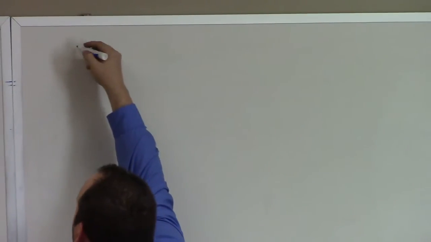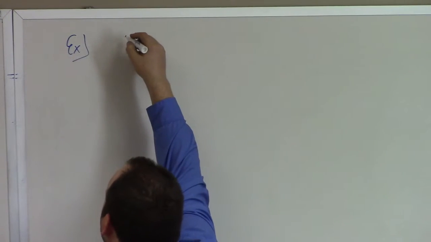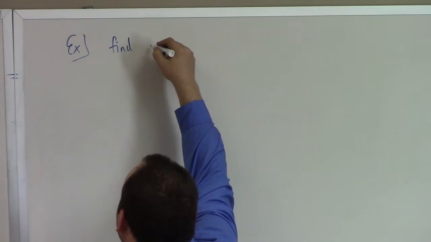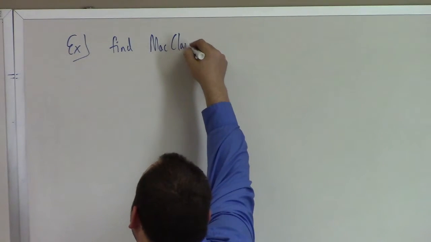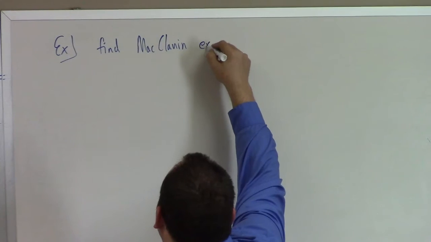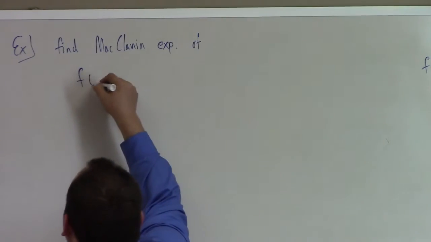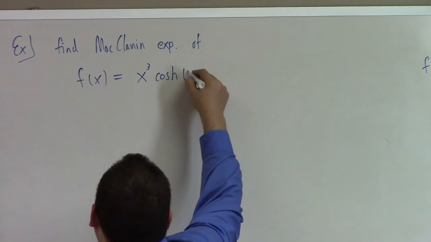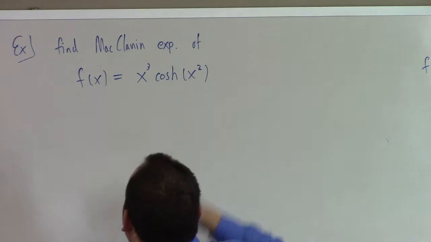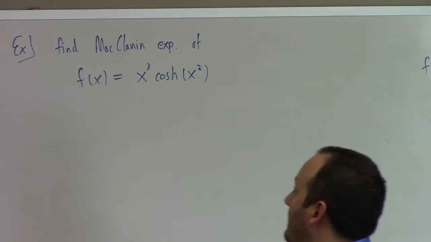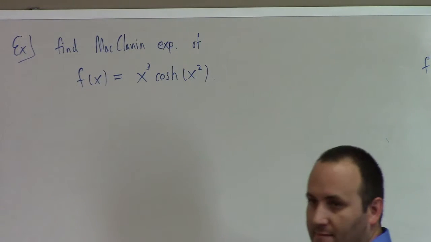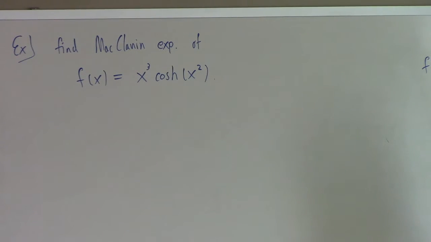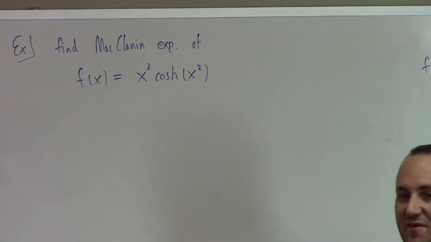Let me do something here a little bit based on this. So if I want to find the Maclaurin expansion of, let's say, f of x equal to x cubed cosh of x squared, how would you do that? Do what? Buy a new notebook. Oh. 2 pages long. Buy a new notebook. No. That's the thing, actually, this is a very easy problem.